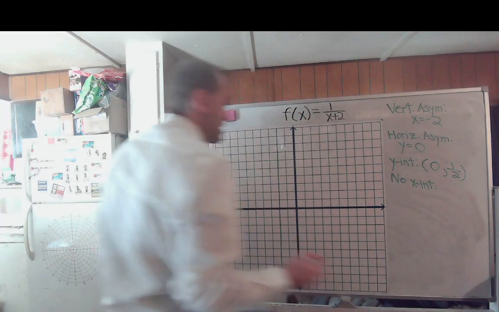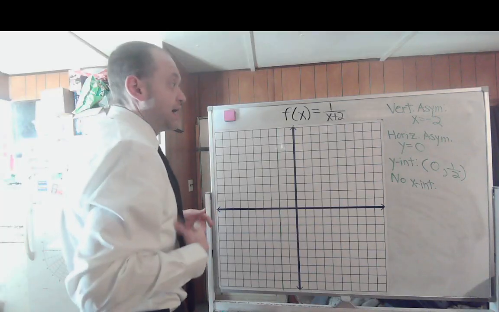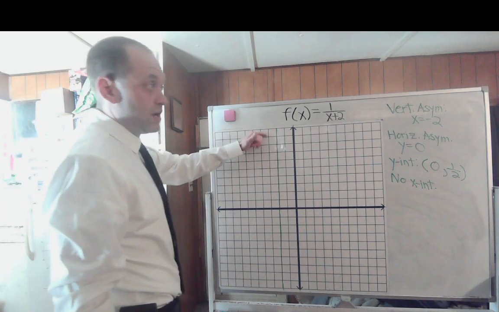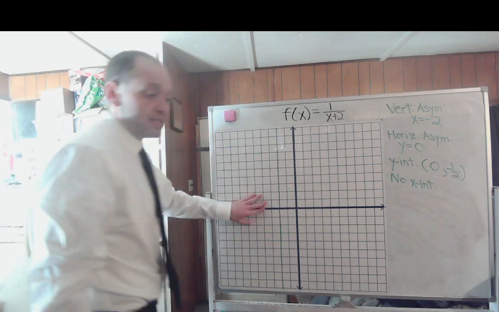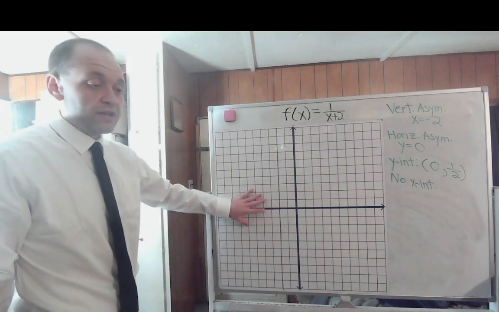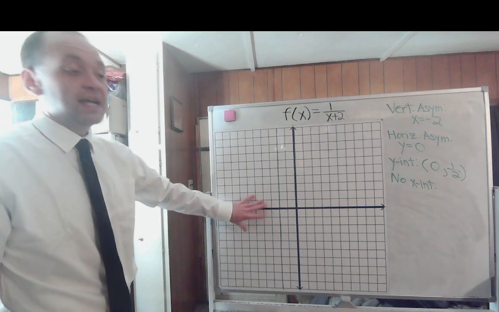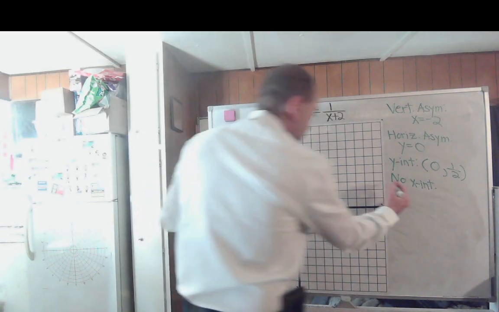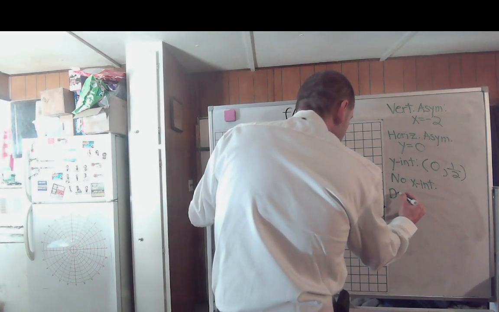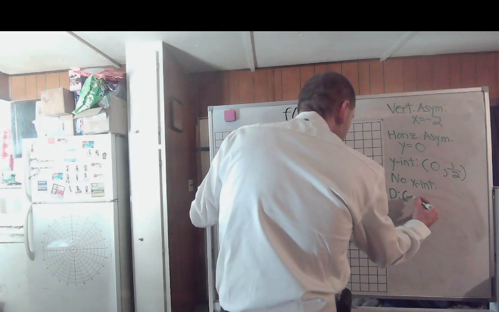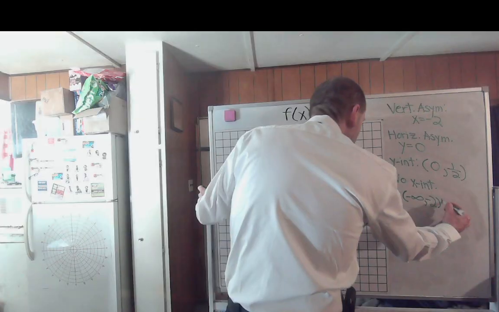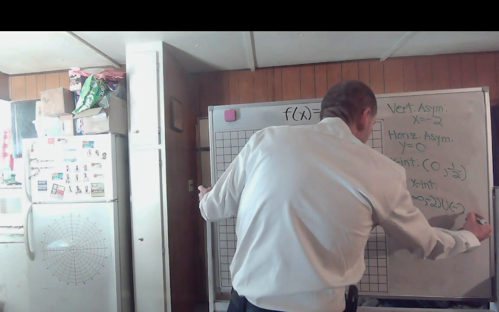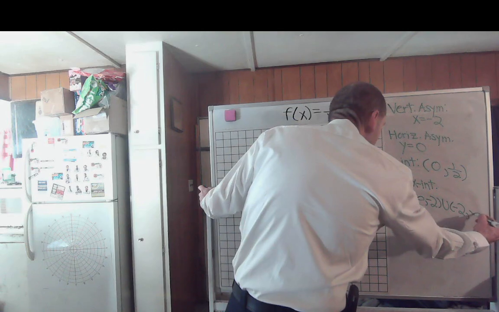Now, last but not least, let's find the domain. And since we have a vertical asymptote at x equals negative 2, that should tell us that our domain, our values for x, can be anything except for x equals negative 2. So the domain in this case would be from negative infinity to negative 2 non-inclusive, in union with negative 2 non-inclusive to infinity.